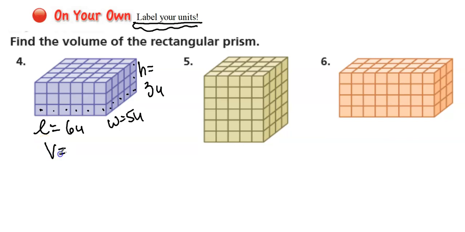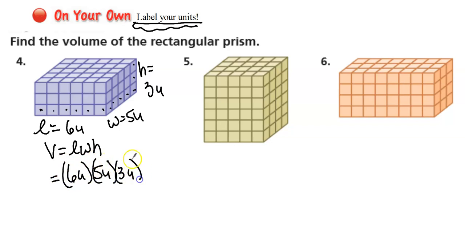Okay, so I'm going to write the formula, volume equals length times width times height, and then I'm going to plug in 6 units times 5 units times 3 units. I can only multiply 2 numbers at a time, and I remember units times units is units squared, so I get 30 units squared times 3 units. And remember, I do multiply the units, so 30 times 3 is 90, so I get 90 units squared.